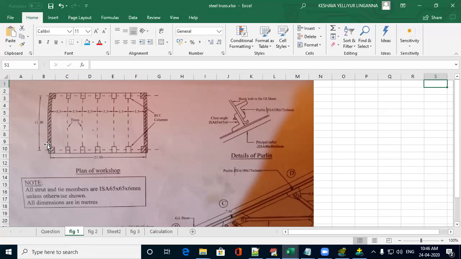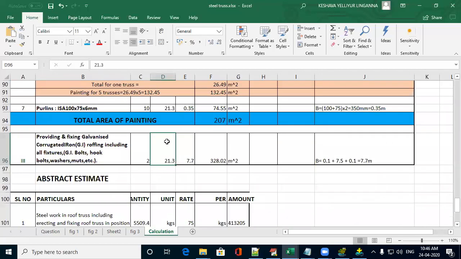The roofing will be from end to end, one end to the other end. You can observe this 21 is taken from center to center, but the sheet will cover up to the gable end. Here 0.3 and here 0.3, assuming the thickness of this wall should be 0.3. It is assumed this 0.3 by 2 here, that is 0.15 and 0.15. You will get 21.3 length.